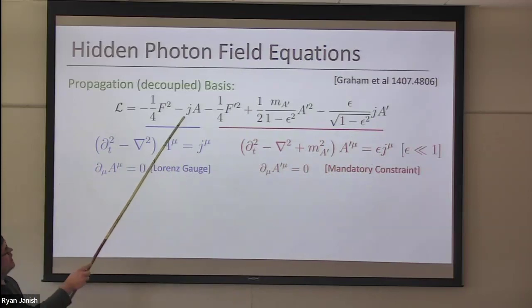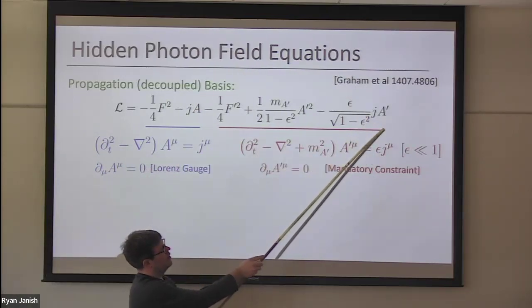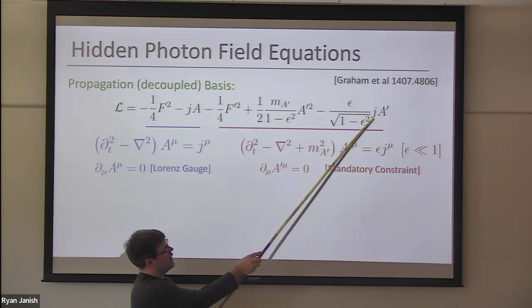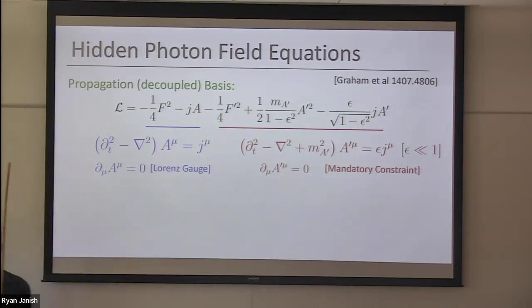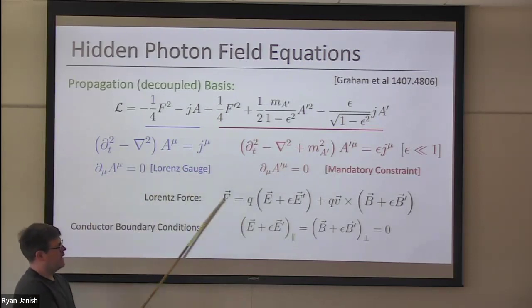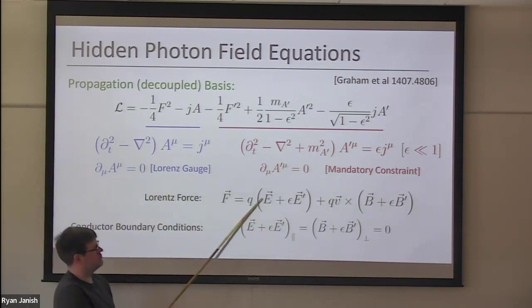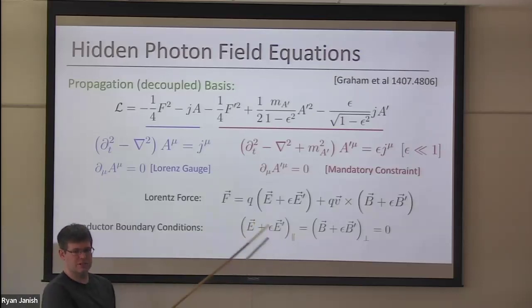The Lorentz force follows just from this coupling of current to field, and we notice that we have the exact same structure over here. Really the current couples to A plus epsilon A', to that combination. From that, it follows that the Lorentz force is going to look like this. The Lorentz force has the ordinary form, it just couples to these particular linear combinations. It would also follow that conducting boundary conditions, the demands a conductor makes on the field, apply to this linear combination.